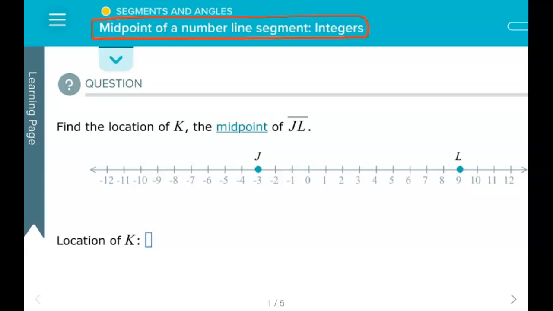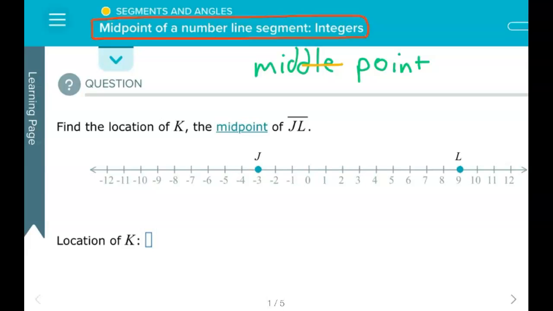All right, this time we're looking at midpoint on a number line, or the midpoint of a line segment. The midpoint is the point in the middle. So basically, if you took the words middle and point, put those together, kind of abbreviated, you would have midpoint. So that's what midpoint is.